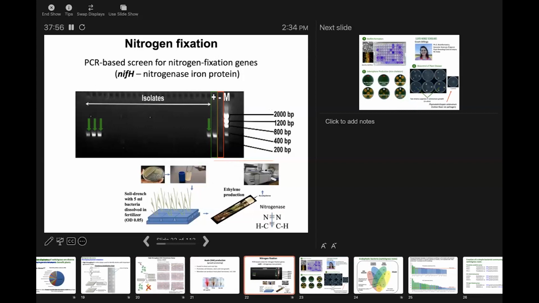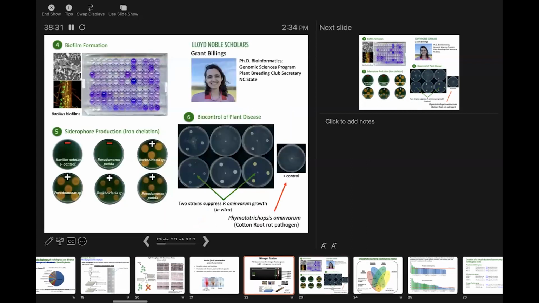We can take those ones that have the genes, right? We don't know if they're expressing them. We don't know if they actually have a function. And we actually use an assay where we can draw the headspace out of a plant growing in a tube, and we can detect whether or not it has the enzyme that can cleave a dinitrogen bond, which is what it would need to fix nitrogen. It's got to break that triple bond. And so that tells us then, not only does it have the genes, it's able to use it in a way that we want it to use it, okay?